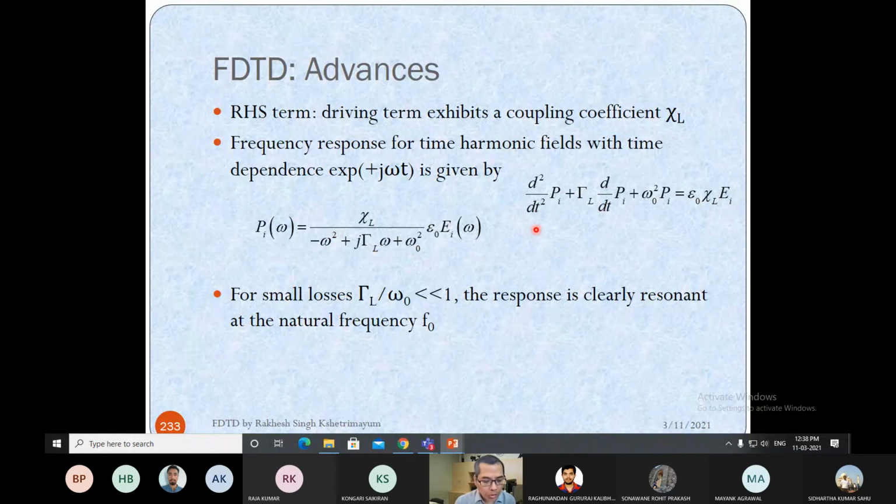But if you have very small losses, this damping coefficient is actually accounting for the losses. If gamma L by omega naught is very much less than 1, then this term is 0, and you can clearly see that this is resonating at frequency f naught, or angular frequency omega naught. So this term will become 0 if you have very small losses. So this model is actually oscillating at angular frequency omega naught, or natural frequency f naught.